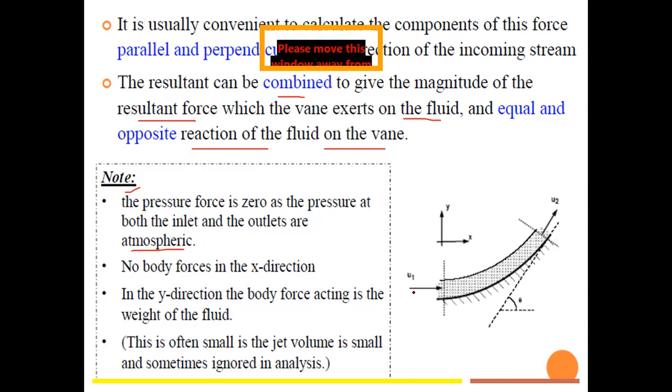In the x direction, because of the curved vane shape, there are no body forces acting. But in the y direction, there is a body force acting, the weight of the fluid. So what happens in the y direction? In the y direction, the body force is acting downwards, gravity. This is often small, because the jet volume is small, and sometimes ignored in the analysis. So during the analysis of this vane, because the jet volume is often small, it is taken as negligible.